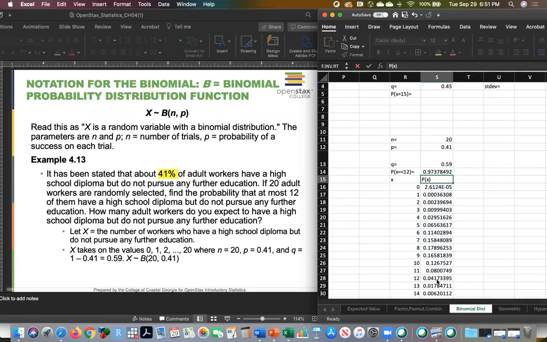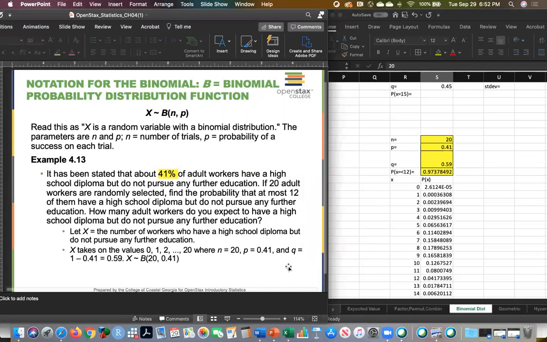So what is that probability? Well, it's 97.3%. So how many adults do you expect to have a high school diploma but not expect to pursue further education? This is the probability that we find that is attached to less than or equal to 12. Let me highlight this, because those are data that we are including. So that's how we can use this idea.